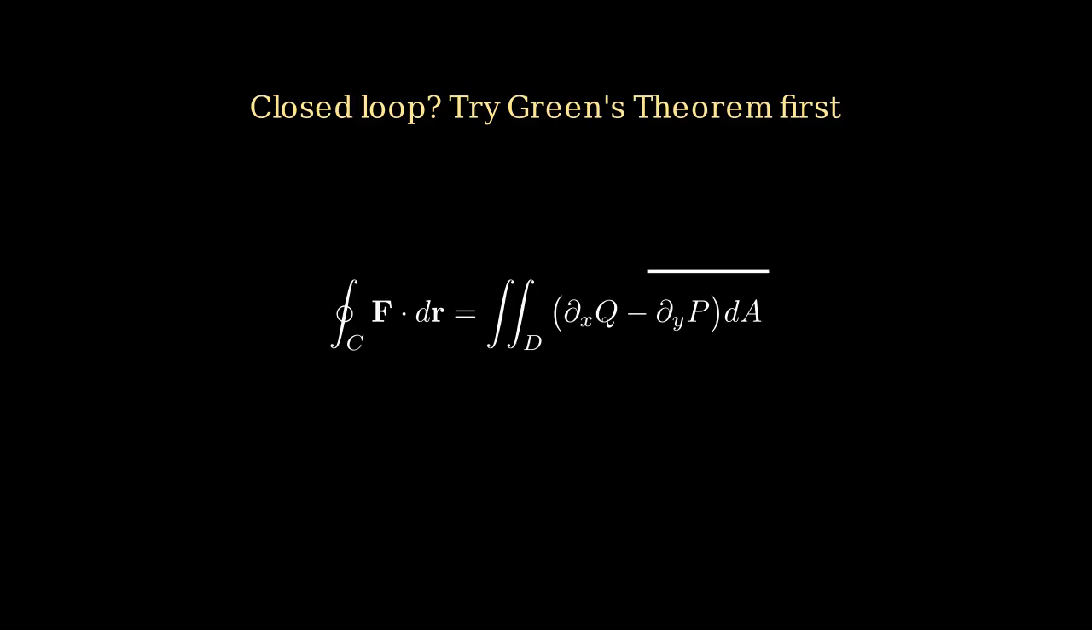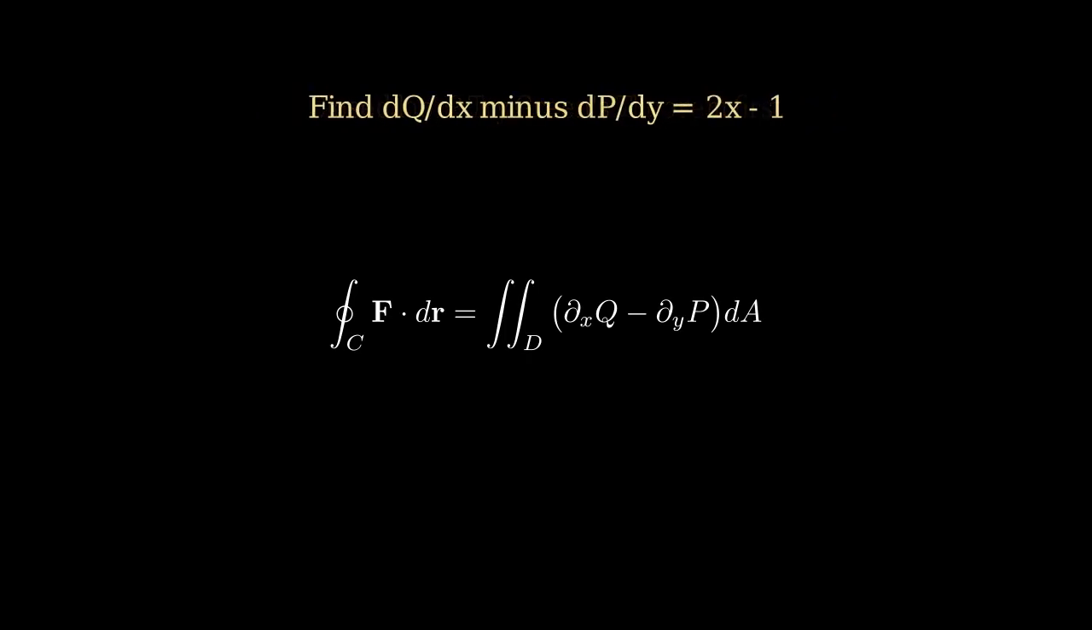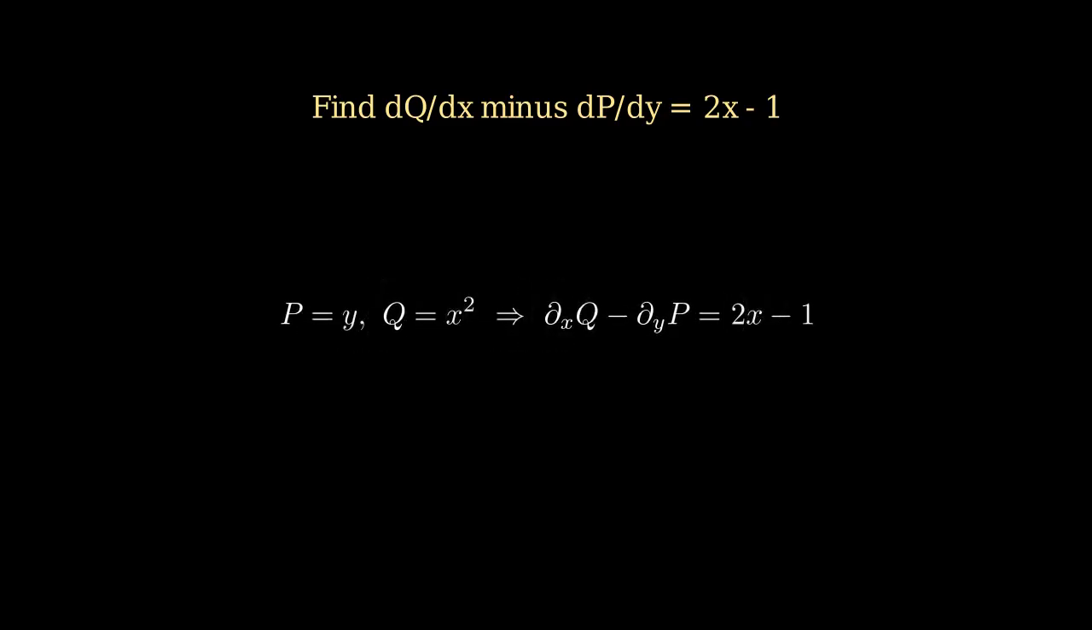Question 5. Closed loops, with Green's theorem as the default first move, not a fallback. Every part here is a closed loop, which immediately means Green's theorem should be your first instinct. Convert to a double integral first, and only fall back to direct parametrization if that double integral looks harder than the original.